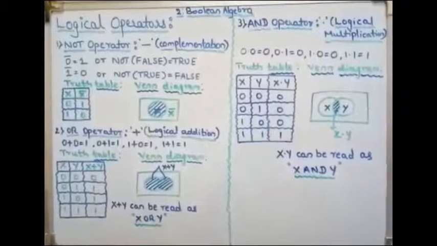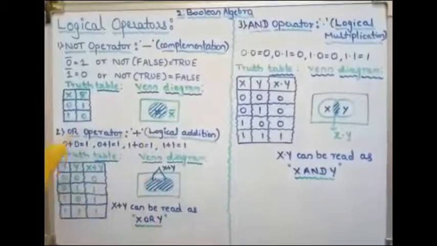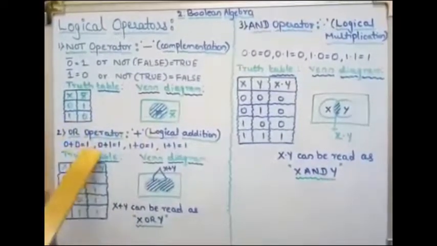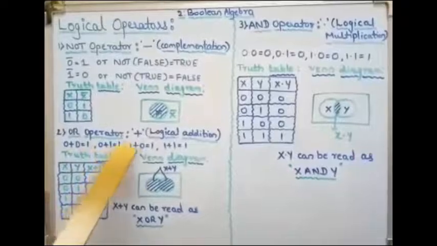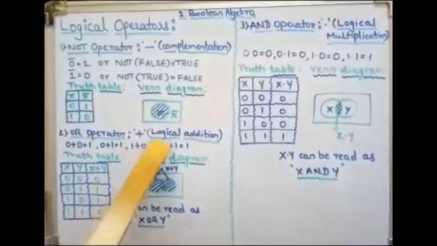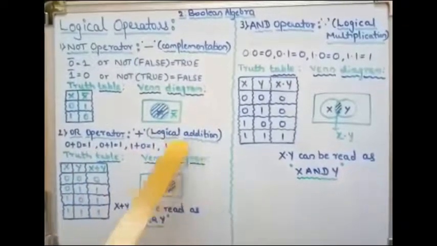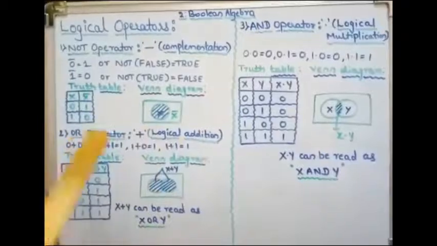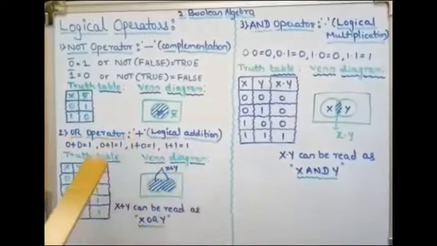OR operation, the possible input and output combinations are like this. 0 plus 0 is equals to 0, 0 plus 1 is equals to 1, 1 plus 0 is equals to 1, 1 plus 1 is equals to 1. This is the truth table for the OR operator. This is the Venn diagram for the OR operator.